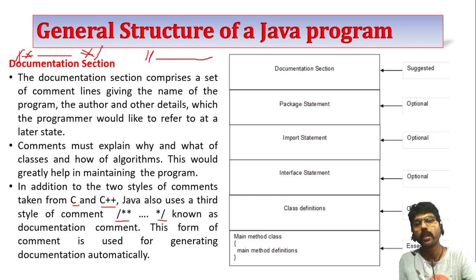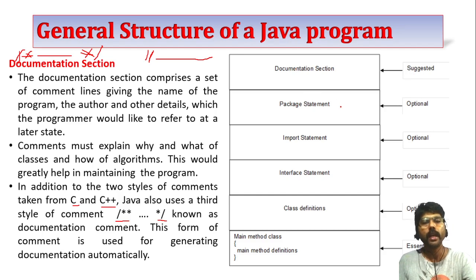But I have used here slash star star and star slash, which is called a documentation comment at the top of the program. As I told, it will explain what different classes I have created, what algorithms I used in the classes, and what different methods I used in the classes. All the brief information will be explained in the documentation section. And this is a suggested part. Suggested means it's a good practice to write the documentation section at the top, but it is not mandatory.